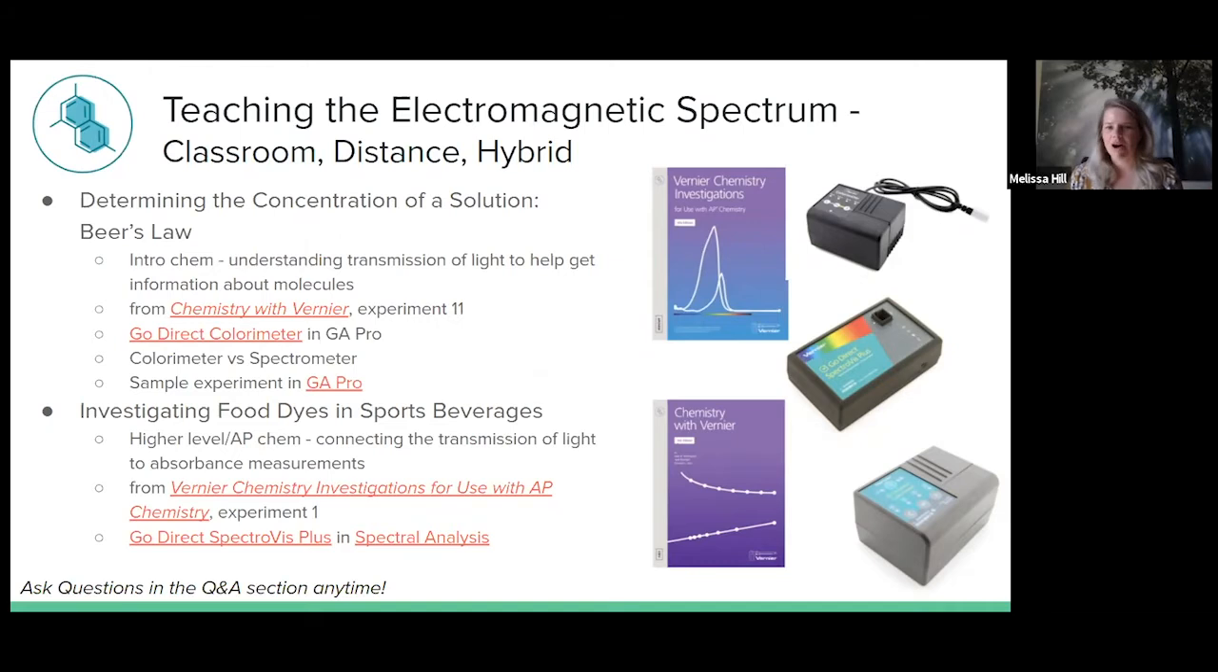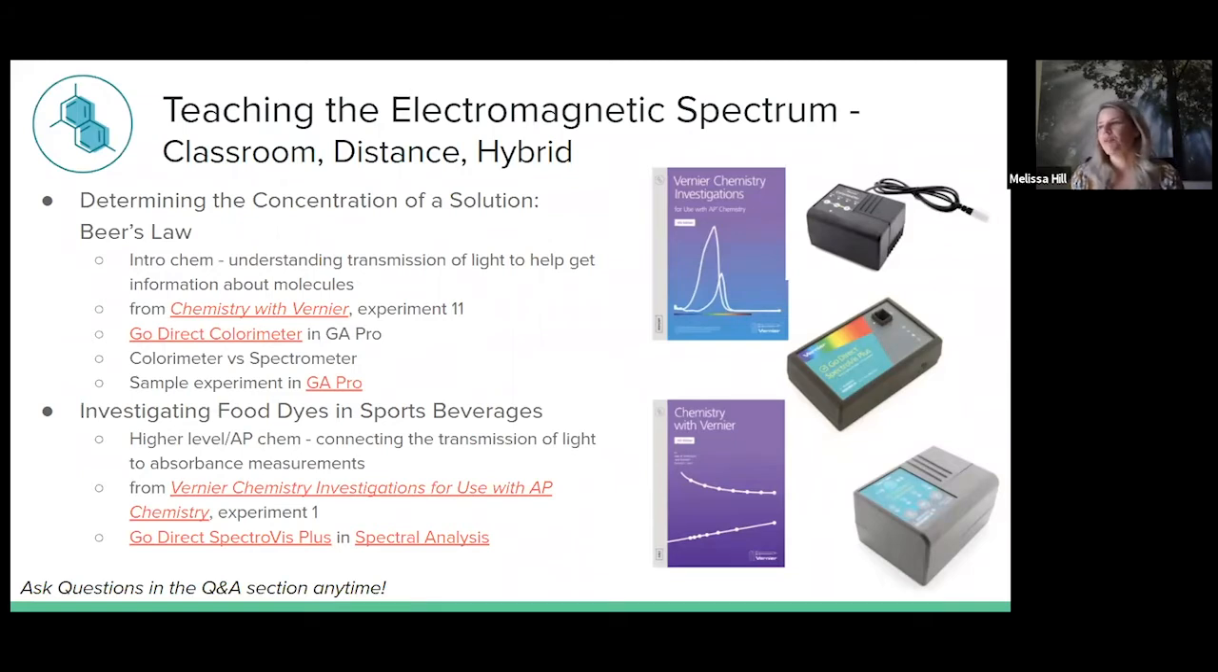You've just spent a month talking to your students about the concept of the mole and molarity and solution chemistry. Now they finally get the chance to understand and grasp some of that with a really visual representation, which is light transmission showing the difference in concentration. That's what Beer's Law is, and our experiment from Chemistry with Vernier, experiment 11, goes over that in detail, and that's what I'm going to talk about today with the colorimeter.